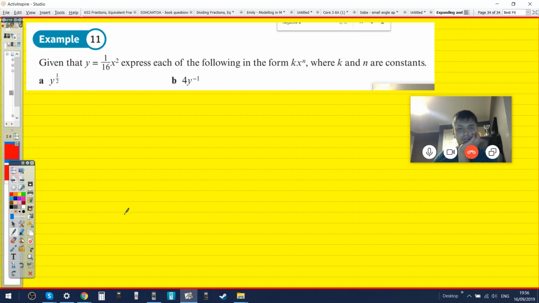What does to the power of a half mean? What's that the same as? Square root. Yeah. And so what you have to do to get y to become y to the power of a half? Square root y. Yeah. And so basically just square root both sides.